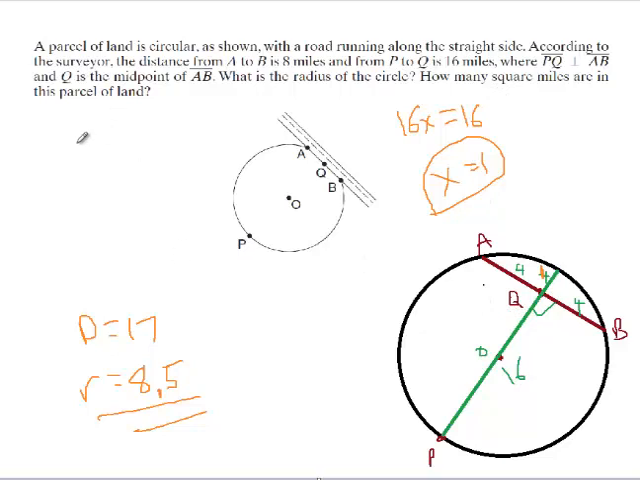Well, that's easy. That would be 8.5 squared, because it's pi r squared. And the radius is 8.5. 8.5 times 8.5 is 72.25 pi. If we wanted to get it to the nearest mile, we could multiply that by 3.14. We could get approximately 226.87 square miles.